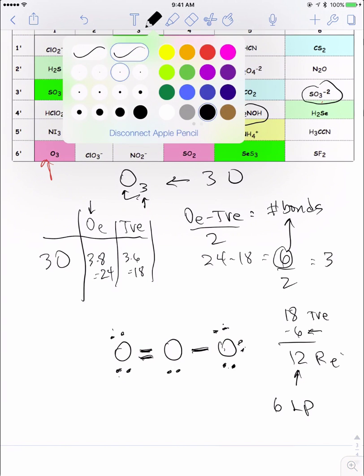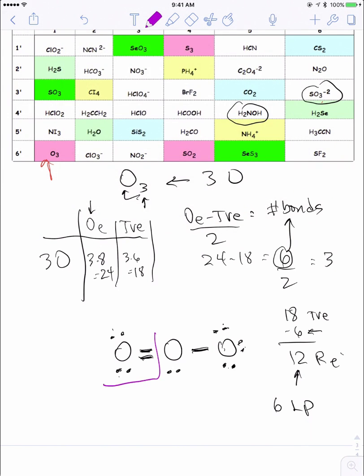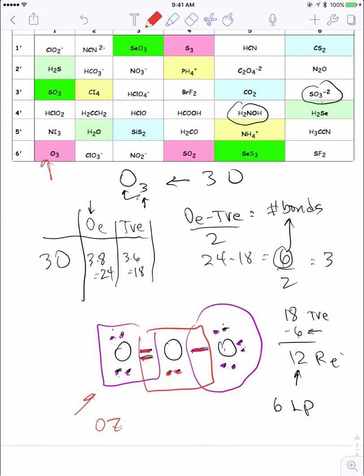Now if you count, what you will see is that this oxygen has 8. There's 2 right here. There's 4, 6, 8. This oxygen has 8. There's 2, 4, 6, 8. And the central atom, oxygen, also has 8. 2, 4, 6, 8. So that would be the Lewis structure for ozone.